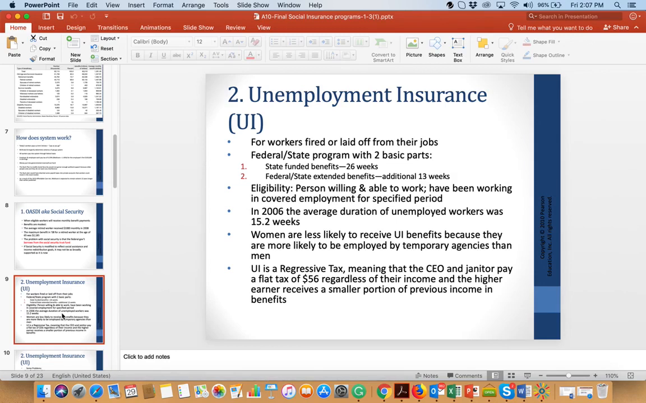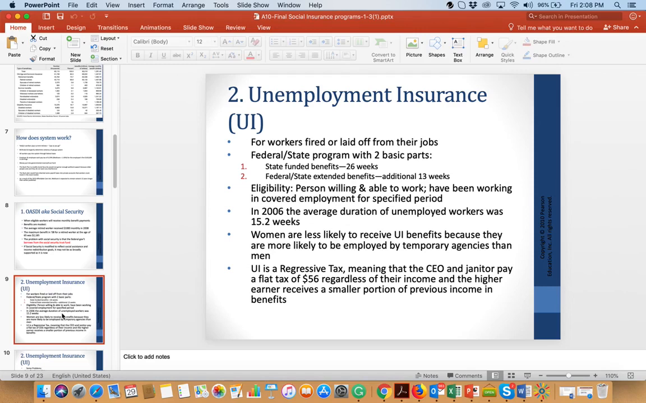After 26 weeks, the federal government will now come in and take over from the state and relieve the state, and the federal government will pay you for the next 13 weeks. Who is eligible? Any person willing and able to work and has paid into the system is eligible. You must have been working and employed for a specified period of time.